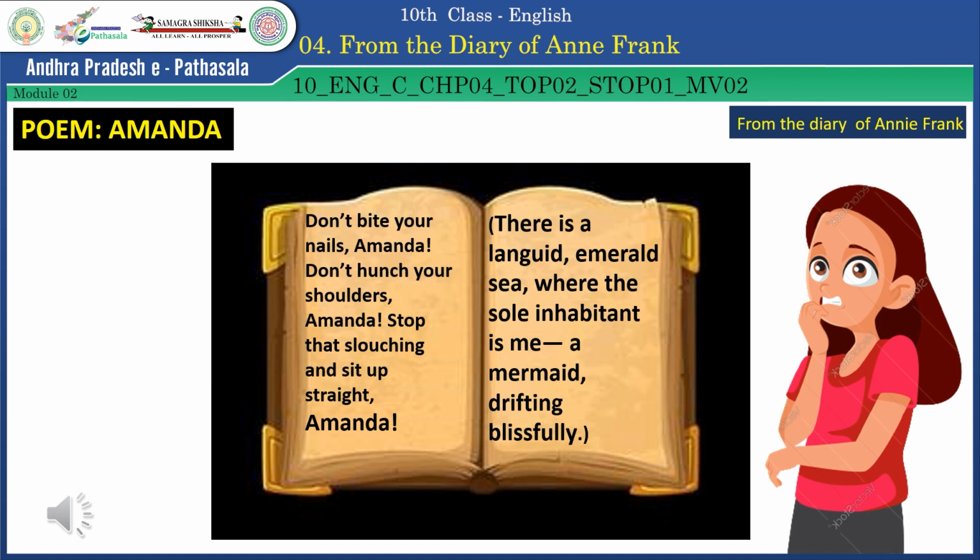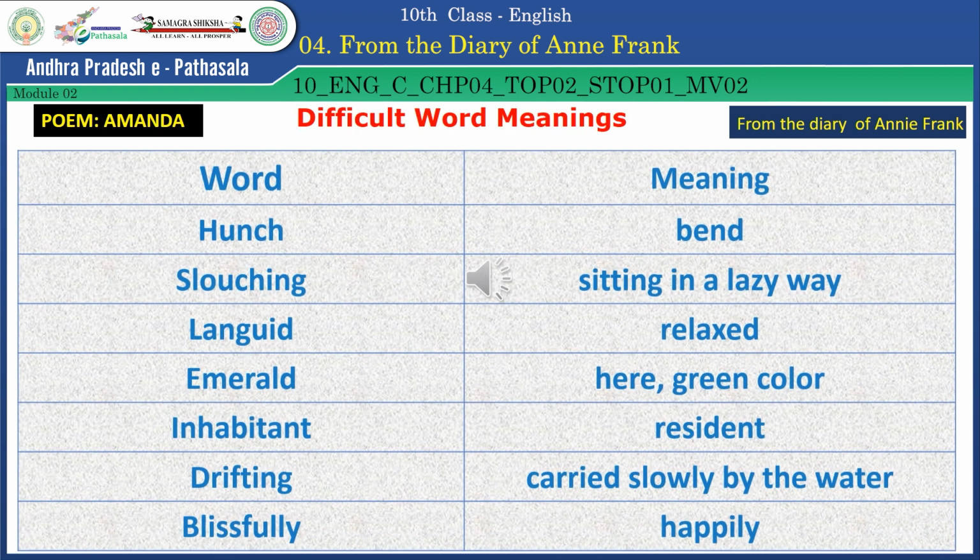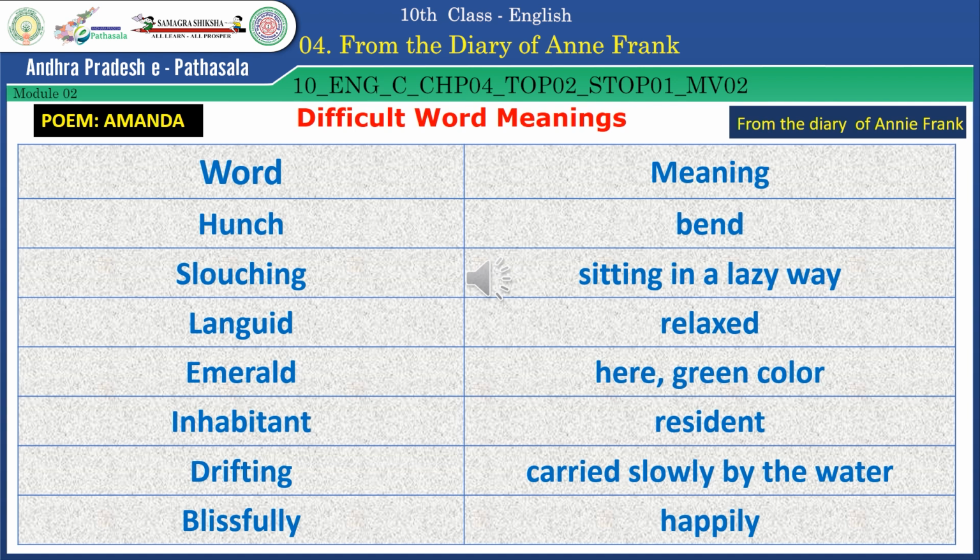Now, children, let's learn the meanings to difficult words of this stanza. Hunch, bend. Slouching, sitting in a lazy way. Languid, relaxed. Emerald, here green color. Inhabitant, resident. Drifting, carried slowly by the water. Blissfully, happily. Children, now we will see the explanation of this stanza.